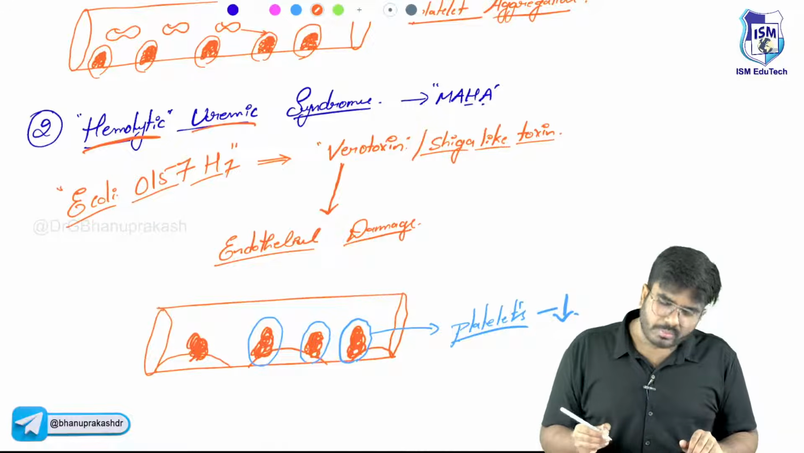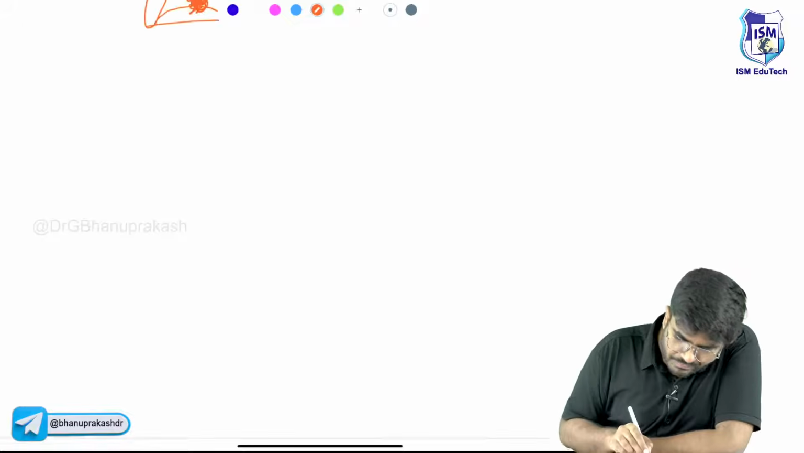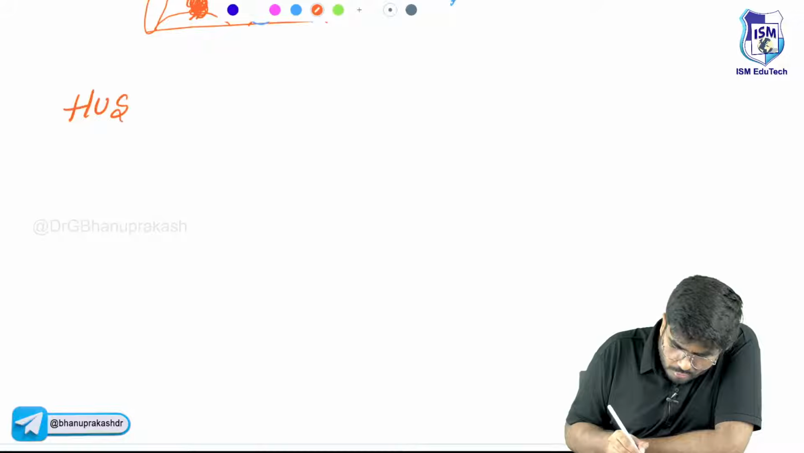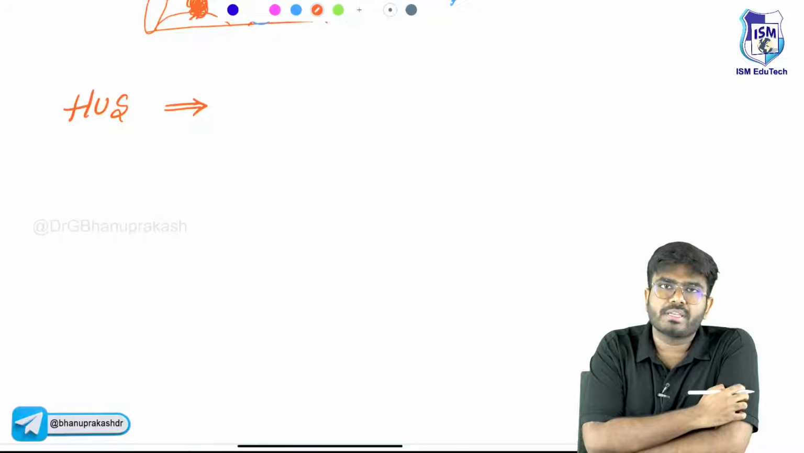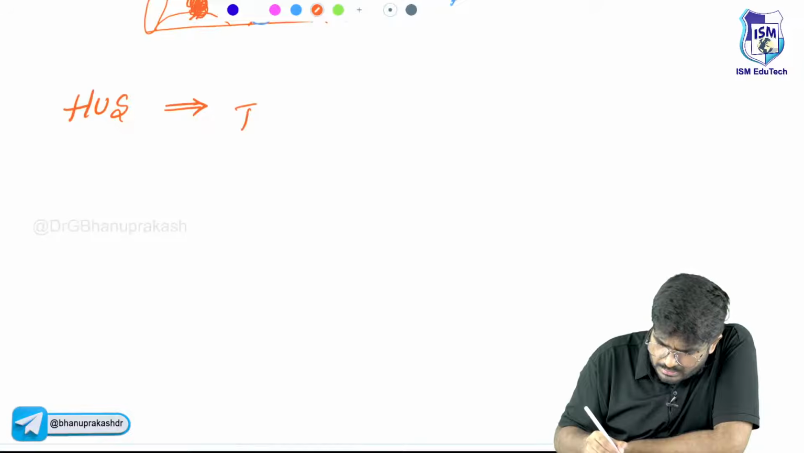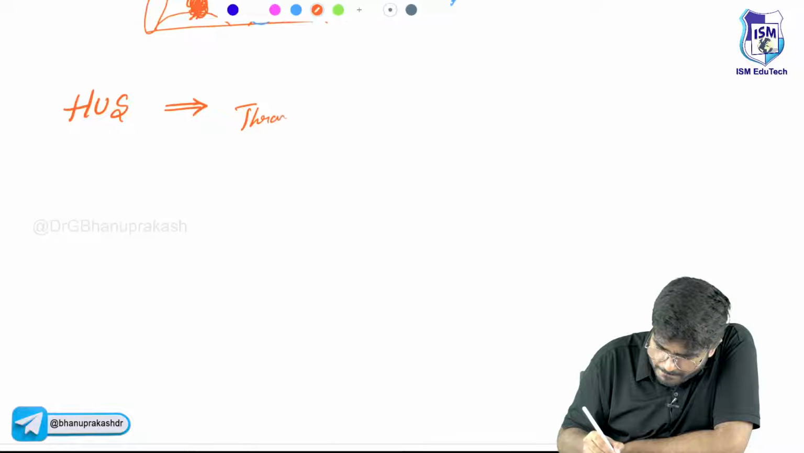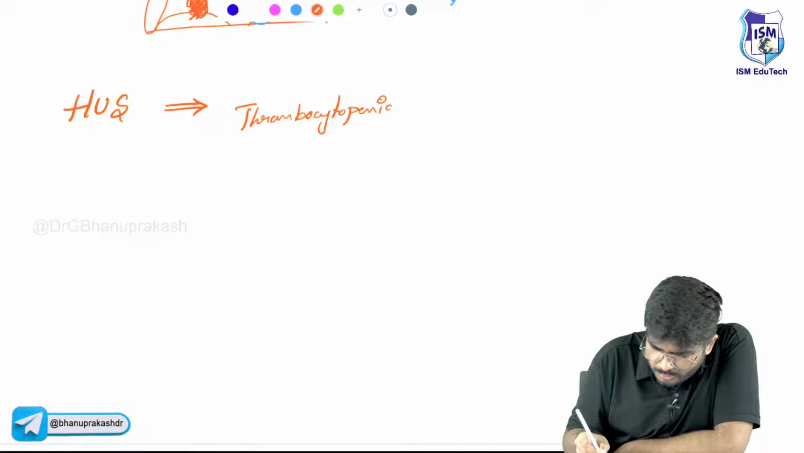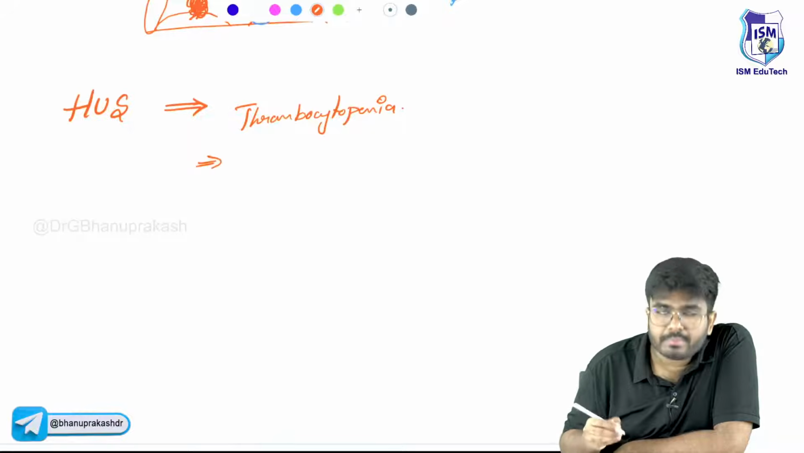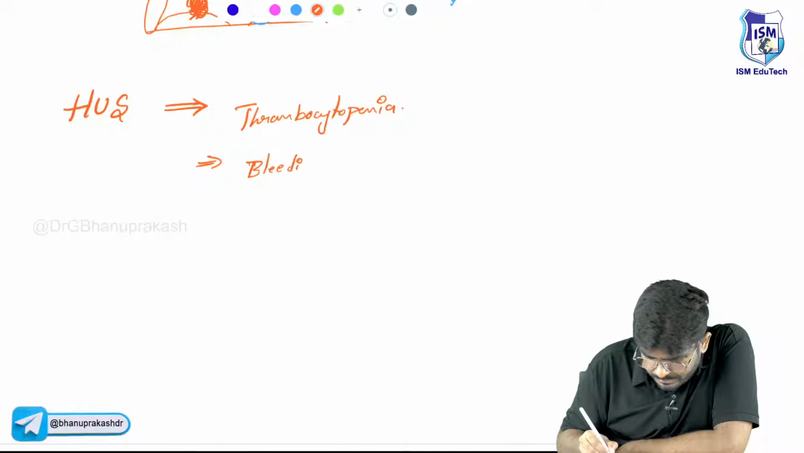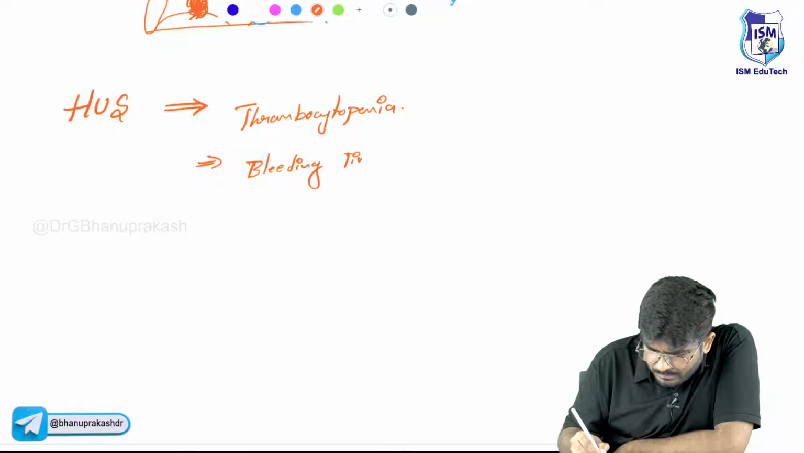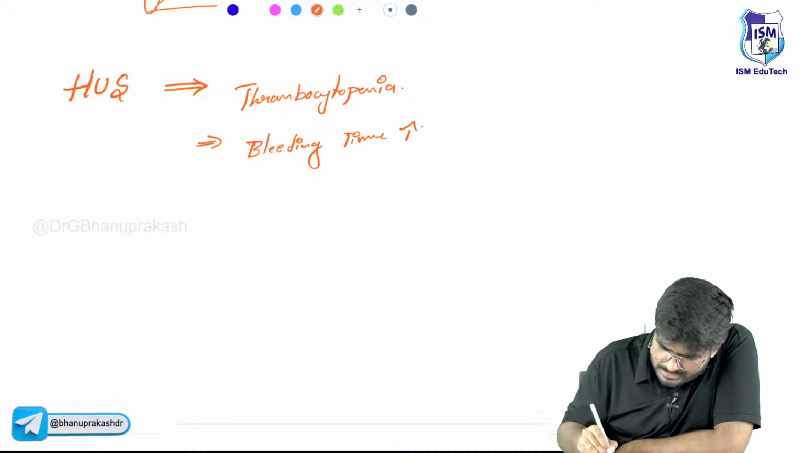Then what is this uremic syndrome, sir? Let me put it this way. In hemolytic uremic syndrome, these patients are going to have, of course, thrombocytopenia. Okay, let me write here, thrombocytopenia. What about the bleeding time? Bleeding time increases.